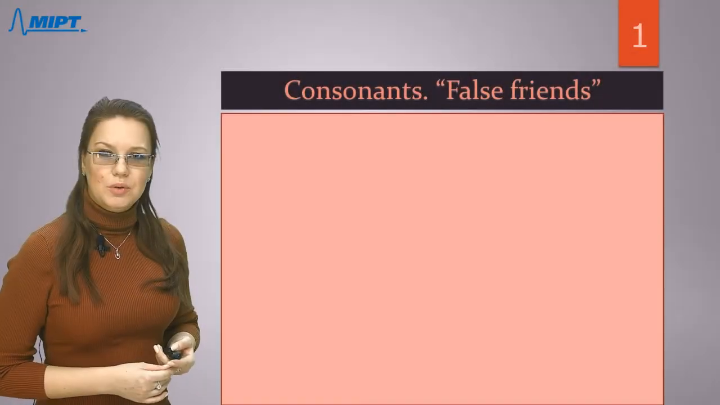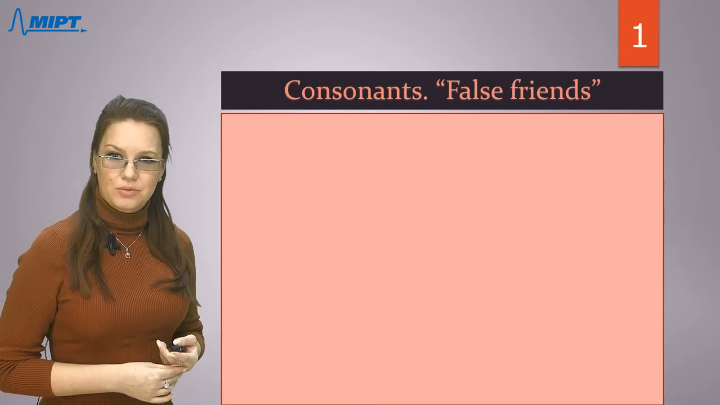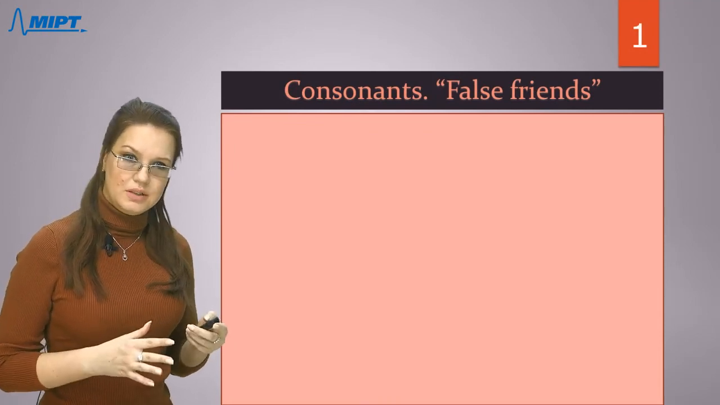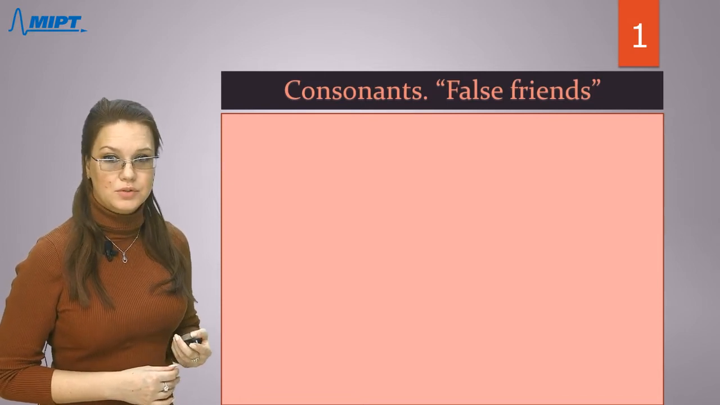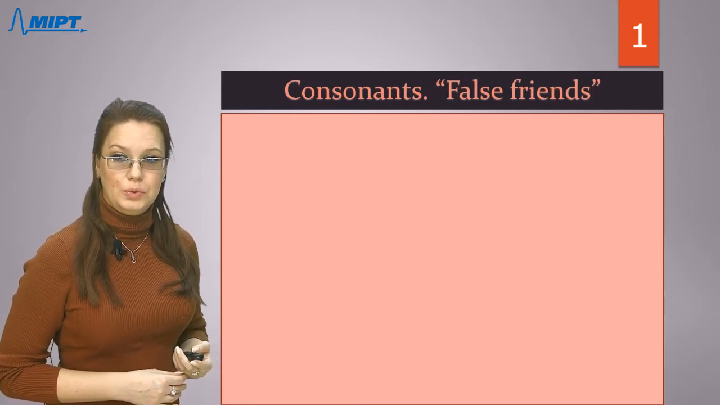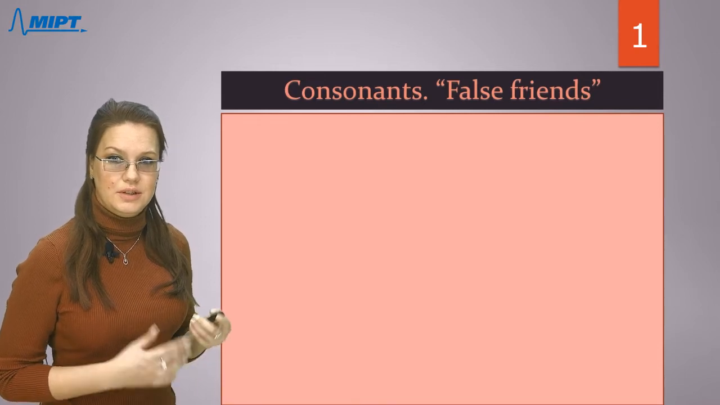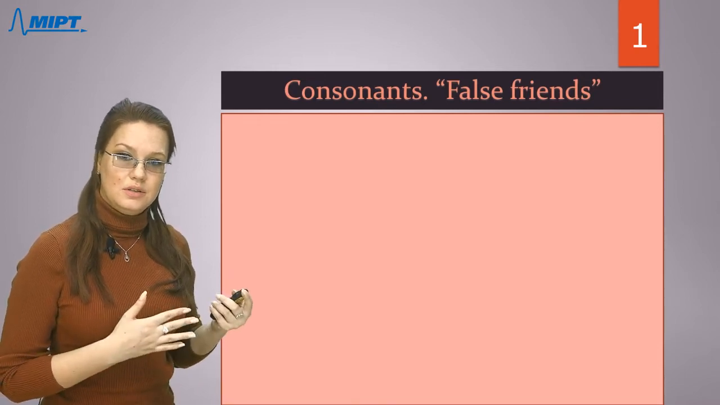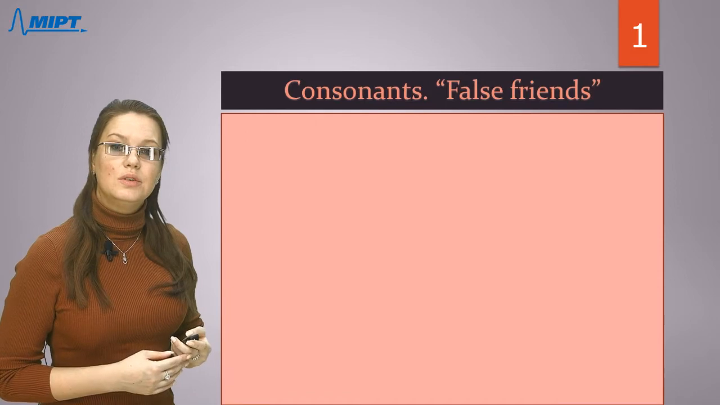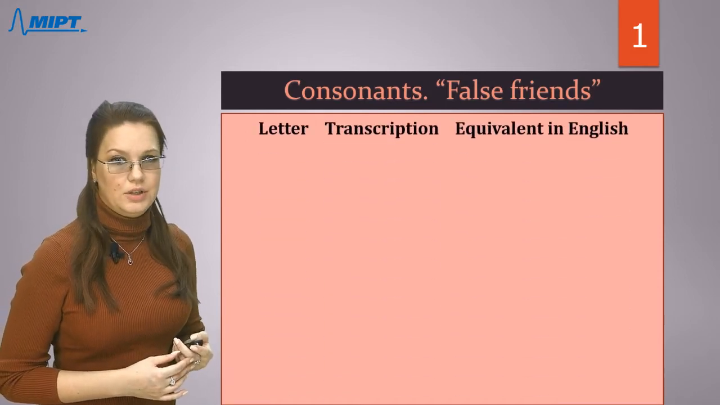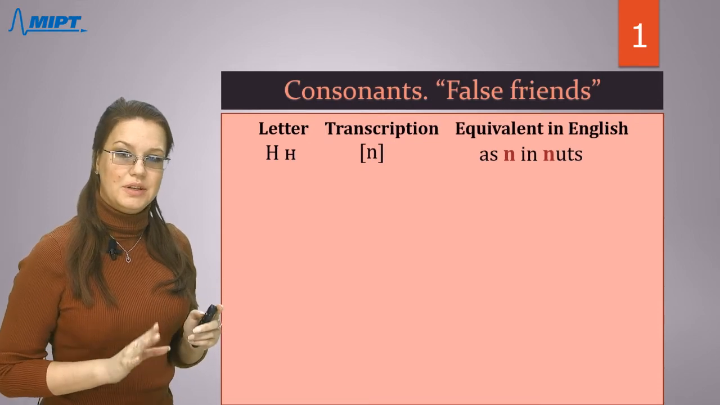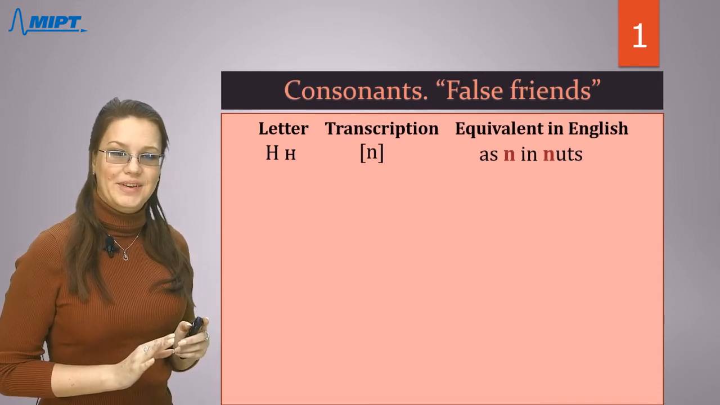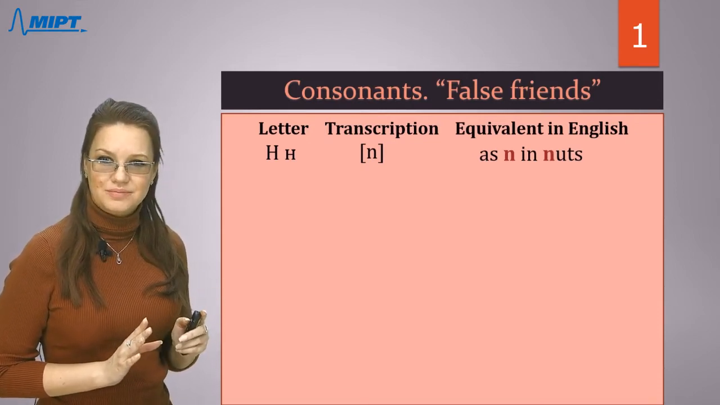We start to talk about the second part of Russian consonants. We will talk about false friends. Just want to remind you, it means that they sound different, but they look similar, like English letters, for example. So let's get started. Please be extremely careful and don't be confused.